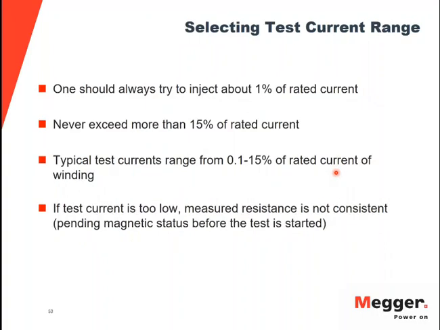When it comes to picking the right amount of current, you can pick any current in the range of 1 to 15%. You may not want to exceed 15% because that's the upper limit recommended by the IEEE standard, and at minimum you would like to have at least 1% of the rated current so that you can get stable readings.